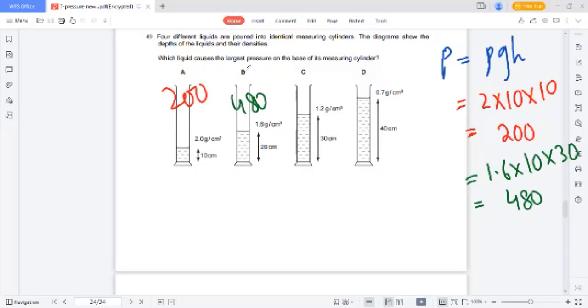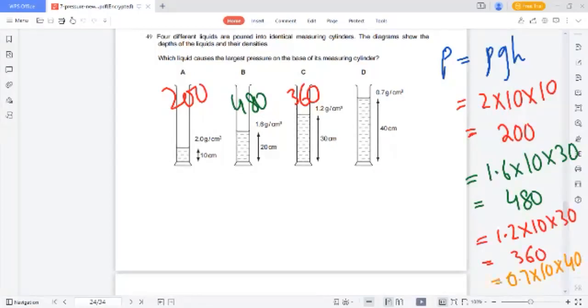Now the third one. Rho is 1.2, g is 10, h is 30. So it would be 360. Okay. Next is rho is 0.7, g is 10, h is 40. So it would be 280.